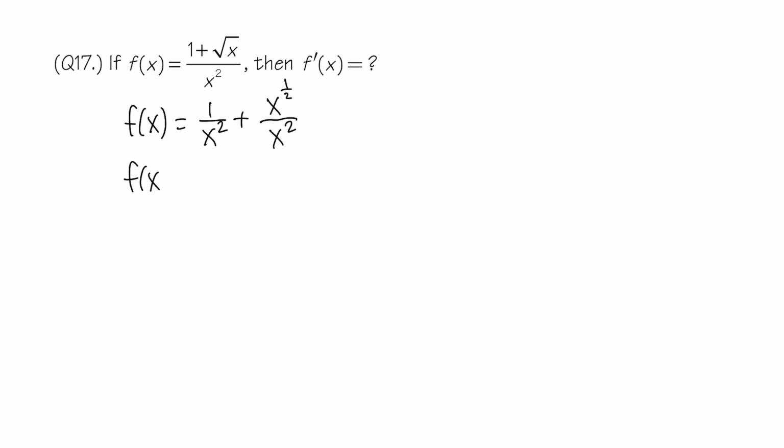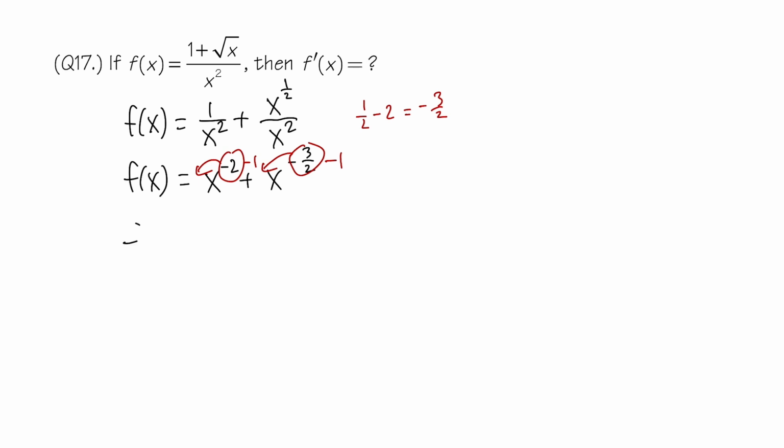Then we can rewrite both terms in the power form. 1 over x squared, we can write it as x to the -2nd power plus, okay, x to the 1/2 divided by x squared. What do we do? That is just 1/2 minus 2, right? That's -3/2. So that's the new power, x to the -3/2 power. You just subtract the powers. Then you can just simply do the power rule.